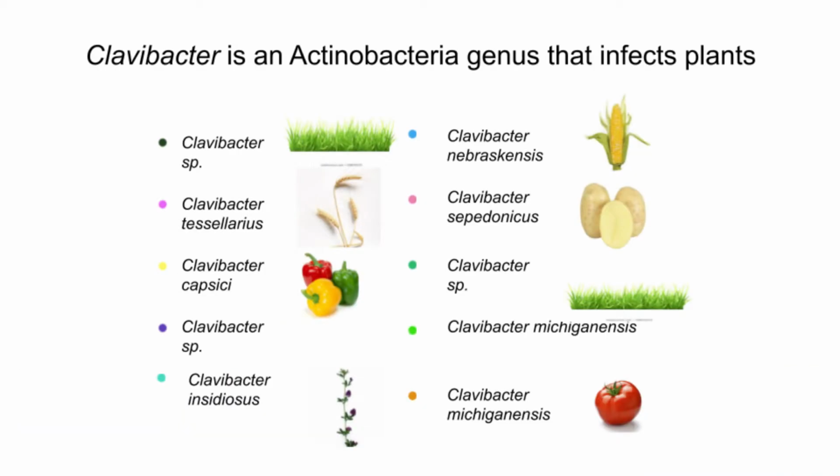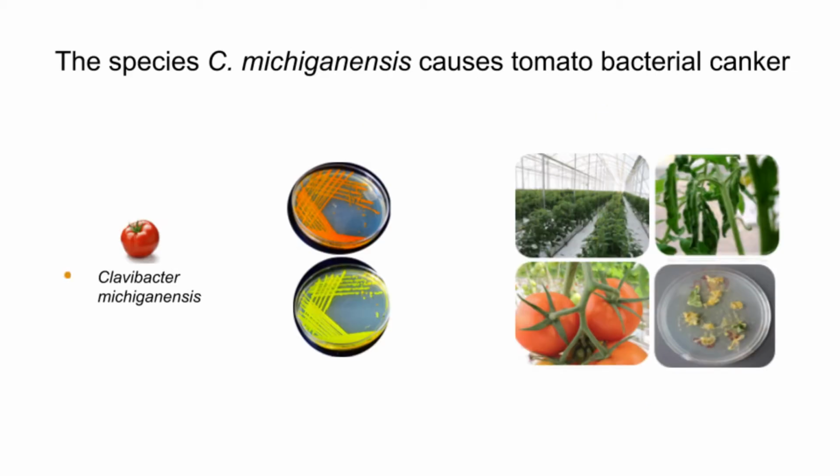Clavibacter is an actinobacterial genus whose species colonize plants such as grass, wheat, pepper, lucerne, corn, potato, and tomato. In particular, C. michiganensis causes tomato bacterial canker, and it is responsible for millionaire losses at the greenhouses.